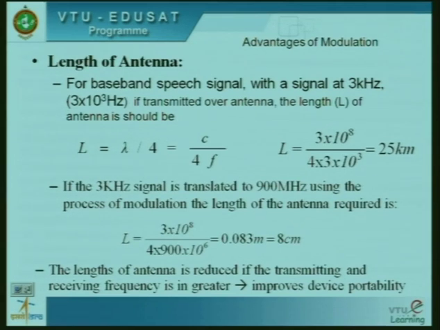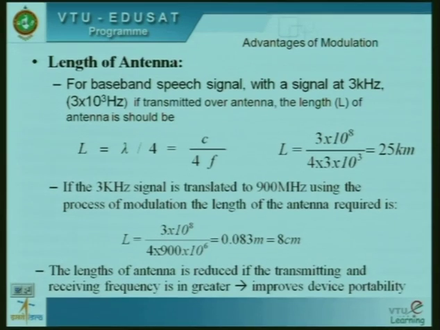If you calculate the length of an antenna for transmitting a 3 kilohertz signal, the length of the antenna is around 25 kilometers. This is a huge length. It is highly impossible for anybody to carry such huge antennas along with their mobile phone to transmit the signal that we speak.